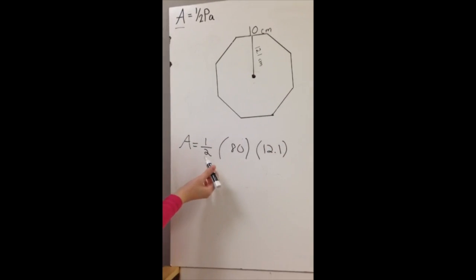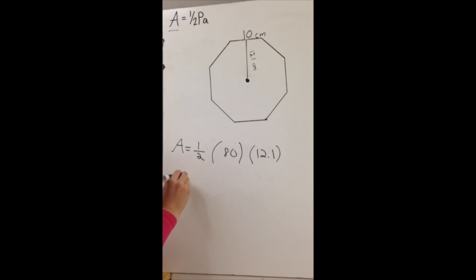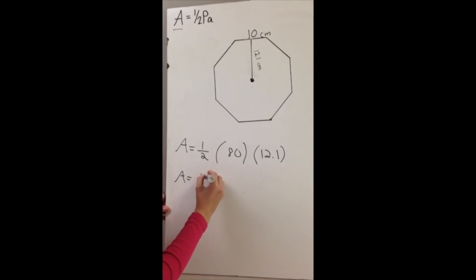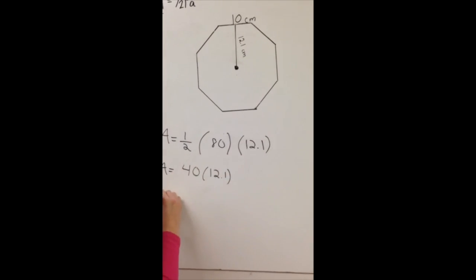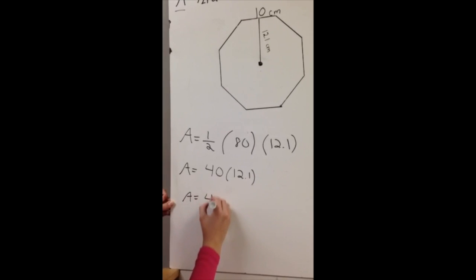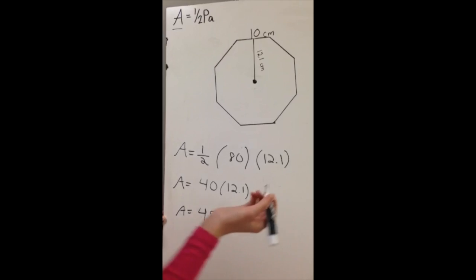So now we multiply 1/2 times 80 times 12.1 to get the area. 1/2 times 80 is 40, then times 12.1, and you get 484 centimeters squared.